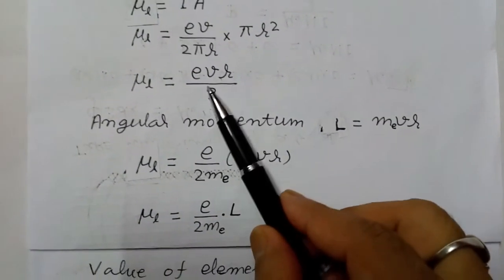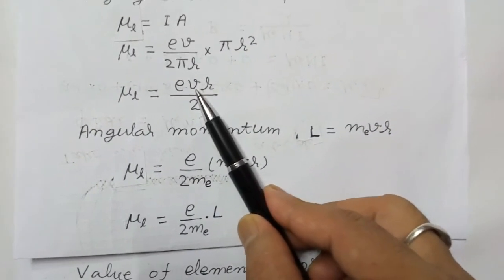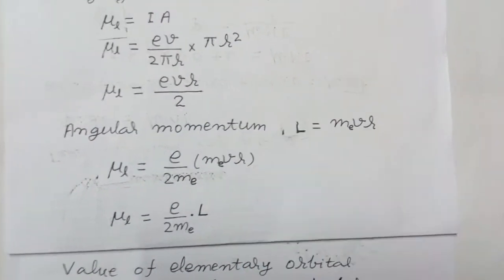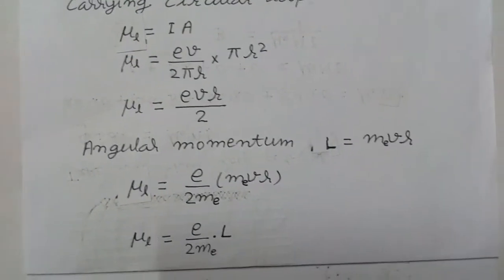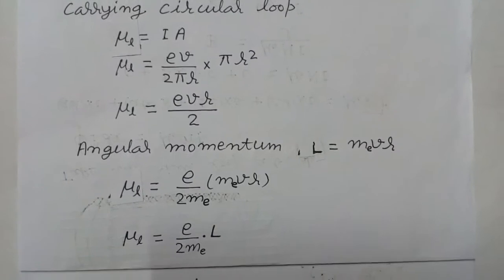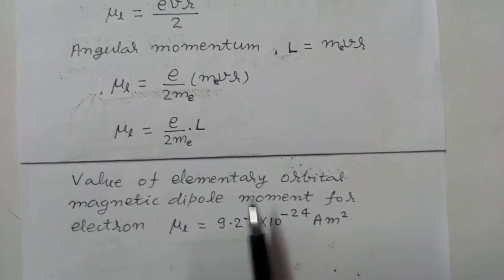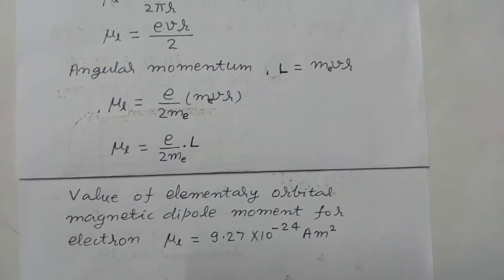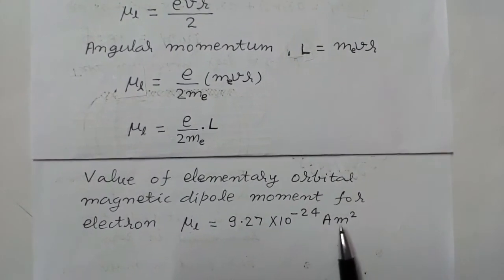Now if you put the value of charge of electron 1.6 into 10 power minus 19 coulomb, and velocity is nearly 10 to power 6 meter per second, and radius of electron in hydrogen atom for first orbit is 0.53 angstrom, then the value of elementary orbital magnetic dipole moment for electron comes out equal to 9.27 into 10 power minus 24 ampere meter square.